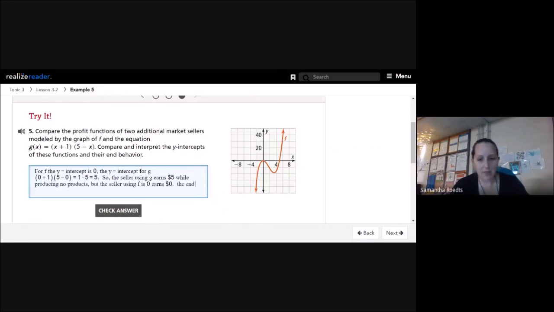The end behavior of F is as x approaches infinity, y also approaches infinity. And then as x approaches negative infinity, y also approaches negative infinity.